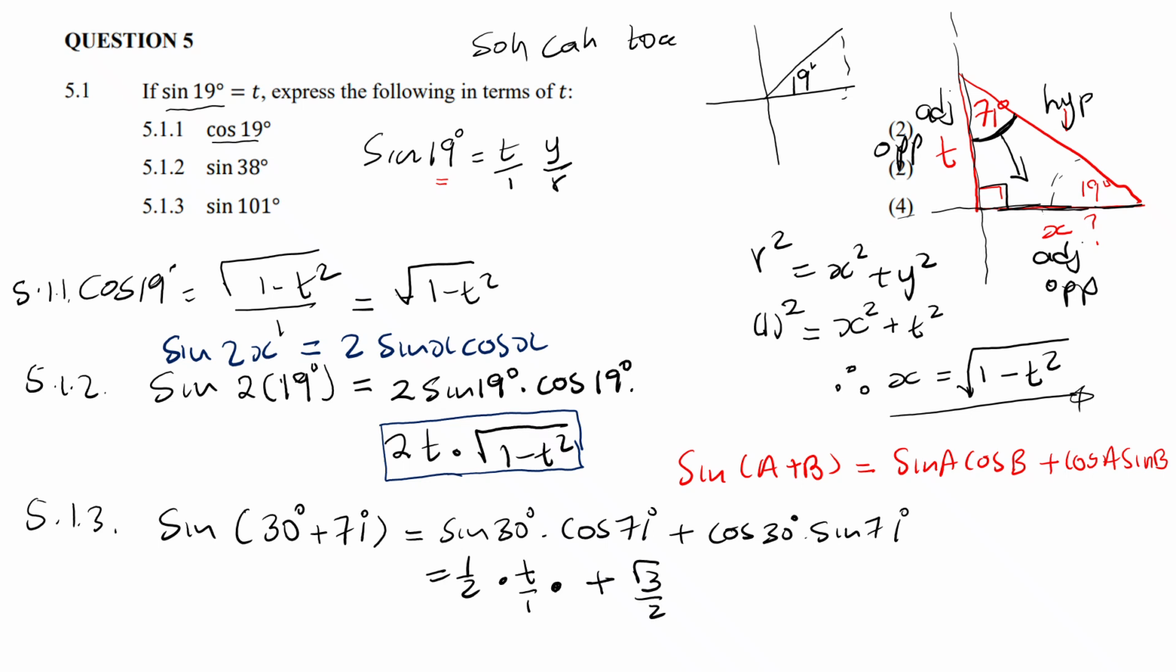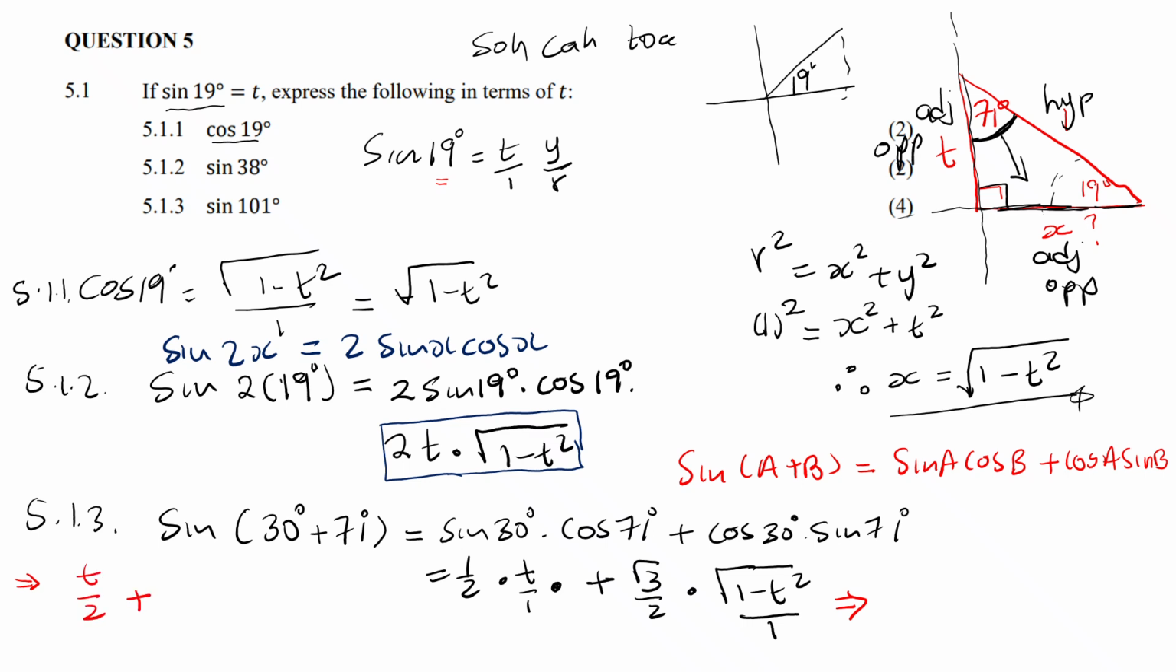Then the sine 71. Remember, your opposite is root 1 minus t squared over your hypotenuse, that's 1. I hope this makes sense. Okay, so to work on the last part, you can just multiply your numerators. So when I say multiplying your numerators, this tells you that on top, maybe we can just write it here, 1 times t, that's t over 2.